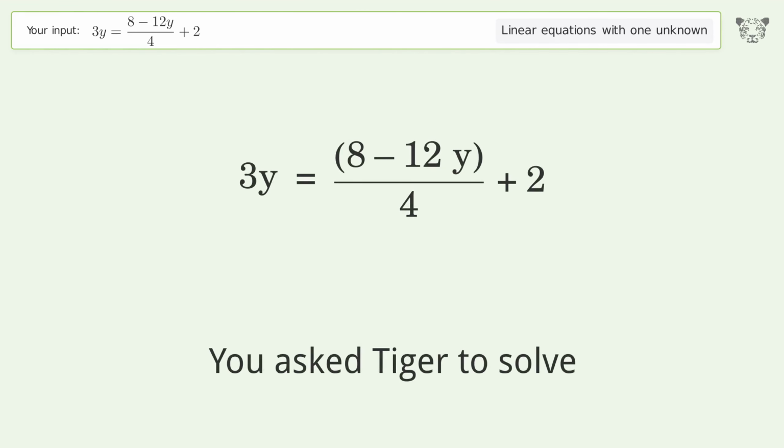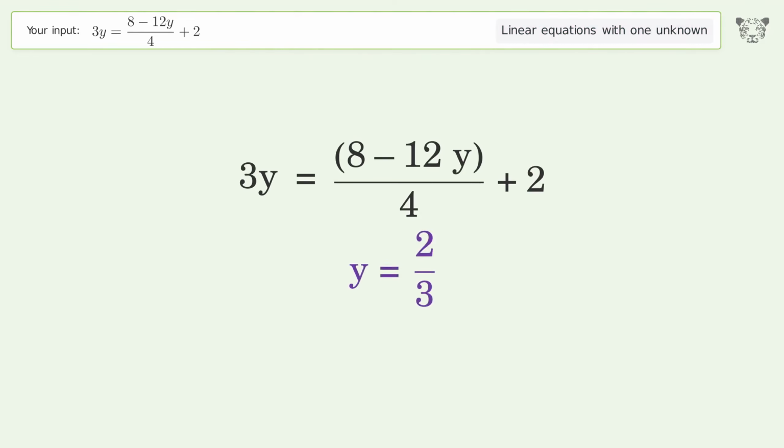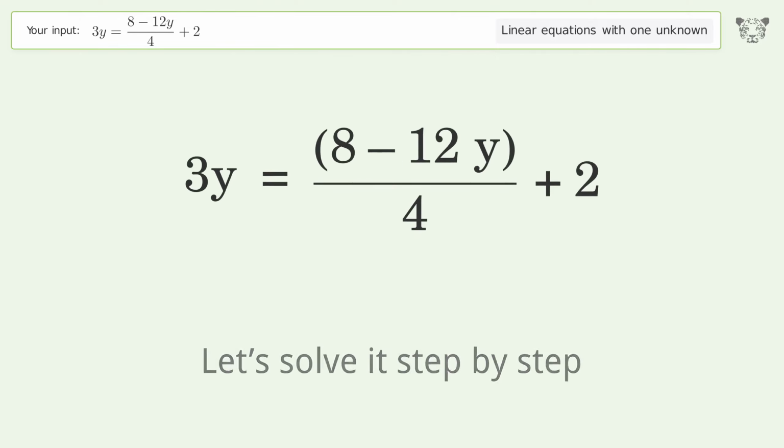You ask Tiger to solve. This deals with linear equations with one unknown. The final result is y equals 2 over 3. Let's solve it step by step.